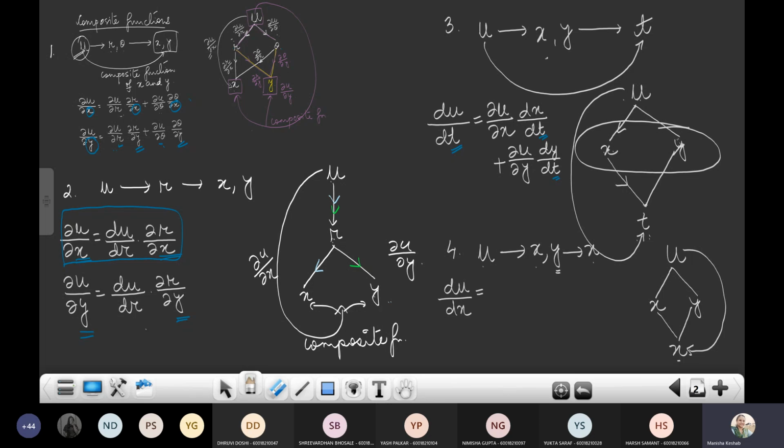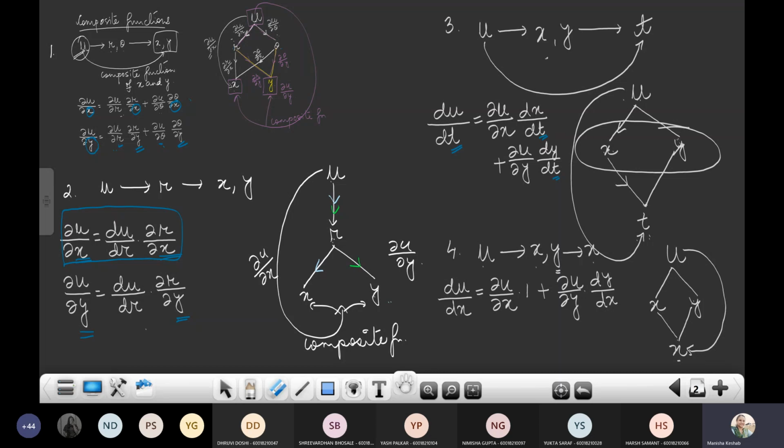Now, du dx, if we find by this one, we will get del u del x into dx dx, that is anyway 1, plus next it will be del u del y. And then y is depending on x, and y is a function of x alone. You can see y is depending on only one variable x. So therefore, it will be dy dx. I hope this is clear.